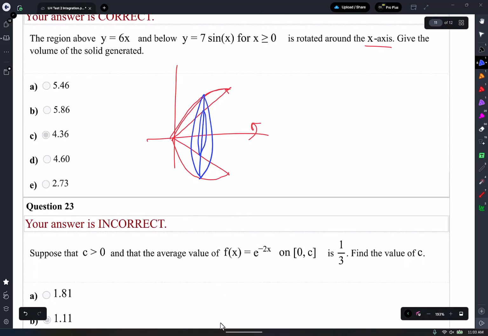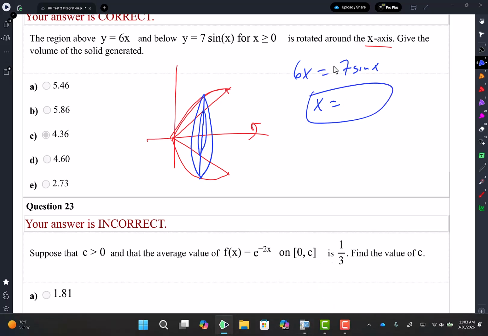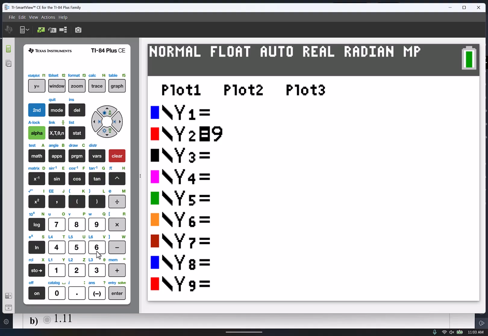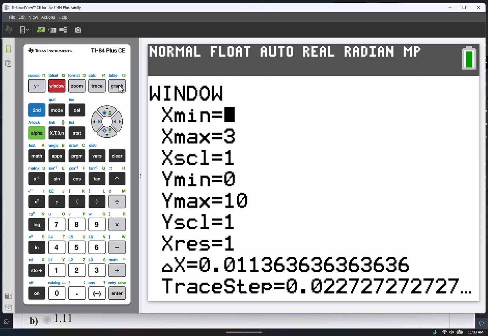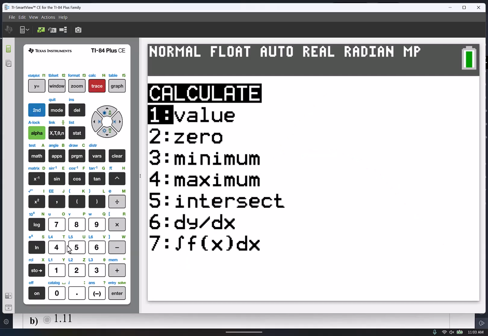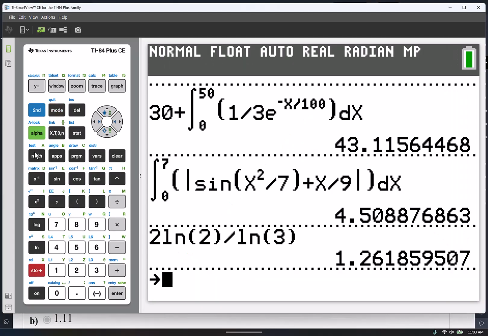All right, here we go. Ready? I'm going to set 6x equal to 7 sine x, and find that x value and store it in the calculator. It's going to happen very fast, guys. So I'm going to enter 6x and 7 sine x, and window, that's fine. Graph. I need that one right there. Second, calculate, number 5. Enter, enter, enter. 0.946826.